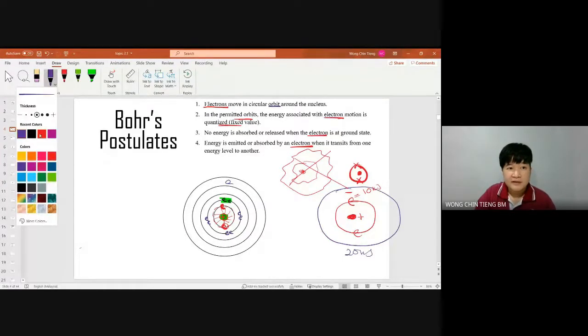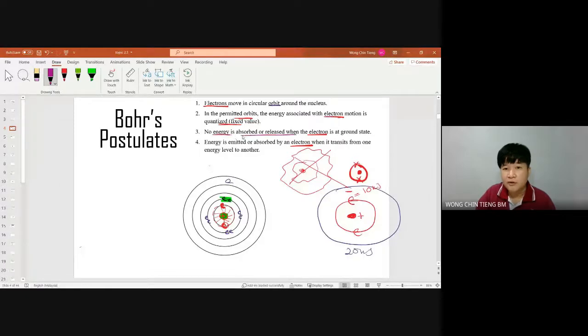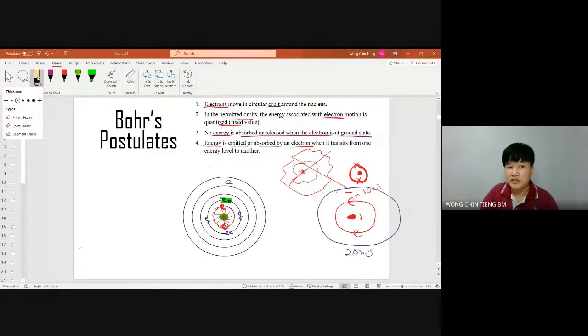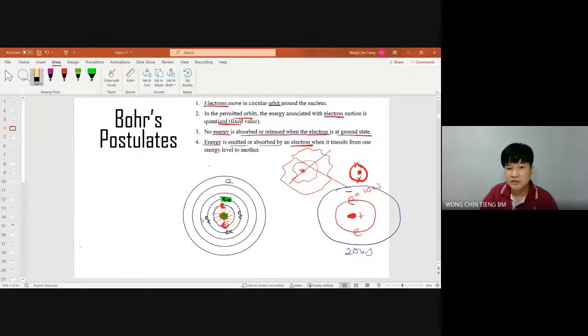Next. No energy is absorbed or released when the electron is at ground state. Standard. As long as there is no change in energy, I have the nucleus and my distance is like this. As long as my electron holds 20 kilojoule and there is no change in energy, it will stay there at the same distance. But if suddenly my energy changes, then you move on to the fourth one: energy is emitted or absorbed by an electron when it transitions. That means when you have an electron and it starts to move, there are energy changes. So when it moves, there must be energy changes.